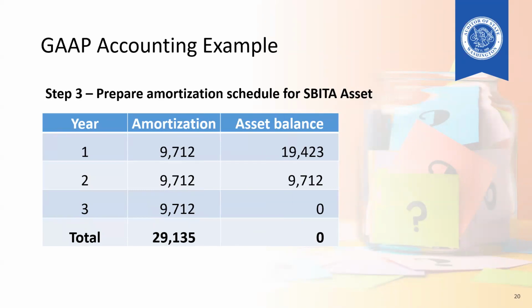We also want to prepare the amortization schedule for the SBITA asset. For simplicity, I assumed that there were no other capitalizable implementation costs. You might have additional capitalizable implementation costs, which you would add to your SBITA asset before creating your amortization table. In this example, I use straight line amortization, which means we're going to amortize the exact same amount each year. As I mentioned earlier, you can choose whether you use the straight line method or the interest method.